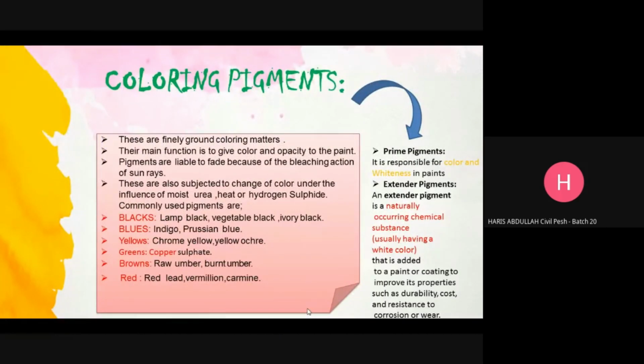There are two types of pigments, the prime pigments and the extended pigments. The prime pigments are responsible for color and whiteness in paints and not more than that. The extended pigment, on the other hand, is a naturally occurring chemical substance usually having a white color that is added to a paint or coating to improve its properties such as durability, cost, and resistance to corrosion or wear. So the extended pigment is a really important component in the composition of paints.